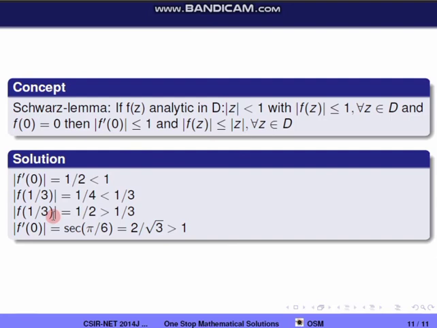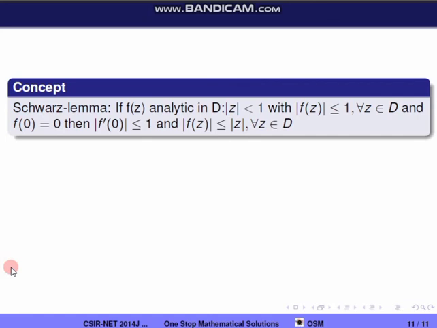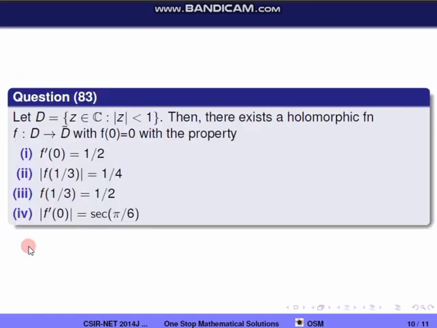Mod f of 1 by 3 is equal to 1 by 2, but 1 by 2 is greater than 1 by 3. So this is wrong. Third one. Mod f dash of 0 should be less than or equal to 1, but here it is given to be sec pi by 6. You know, sec pi by 6 value is 2 by root 3, which is greater than 1. So the fourth option is also wrong. So we'll look at the correct options now. So the correct options are 1 and 2.